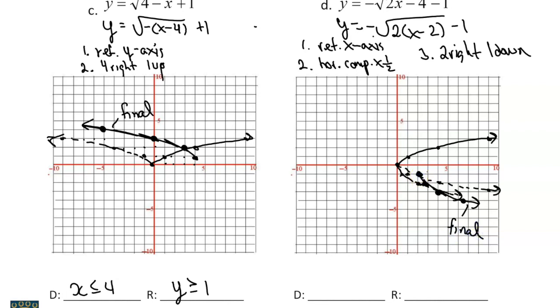Okay, so that started when x is at a value of 2, so x is everything greater than or equal to 2, and y is everything less than or equal to -1.